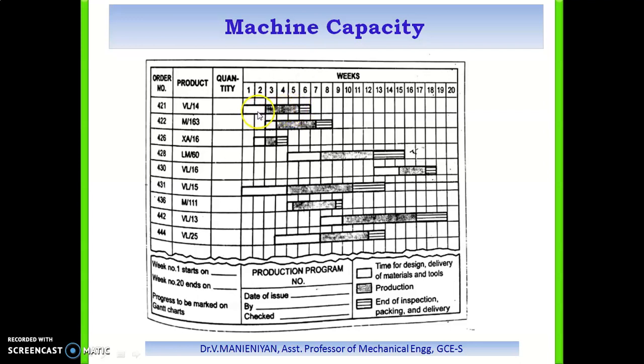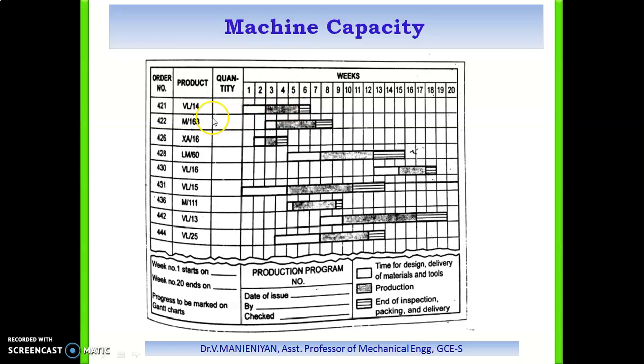The first 2 weeks are the time for design and delivery of materials and tools. The next 3 weeks, weeks 3, 4, and 5, are taken for production, and the last 1 week is for inspection, packing, or delivery.